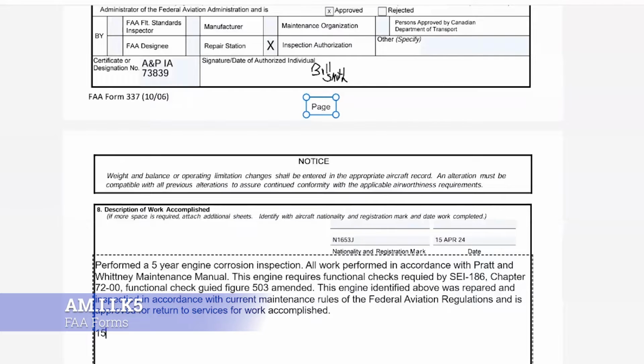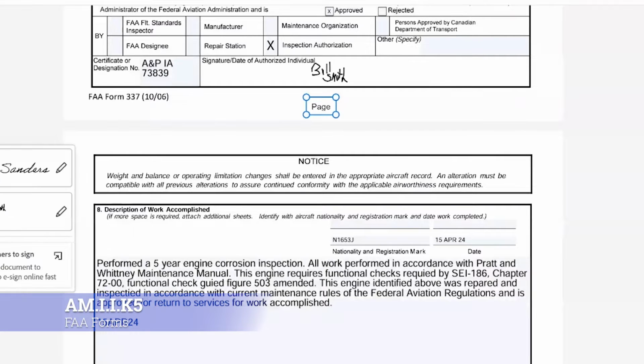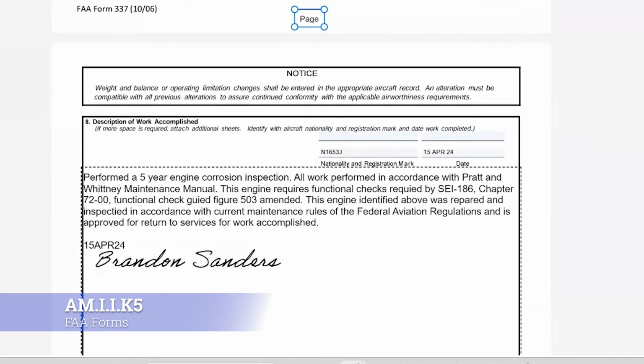And just like all of our maintenance entries, we're going to put the date, and then we're going to sign it. It's basically putting our stamp of approval on what's happened. And just like with any other write up that you're going to do, make sure you put your certificate number in there.